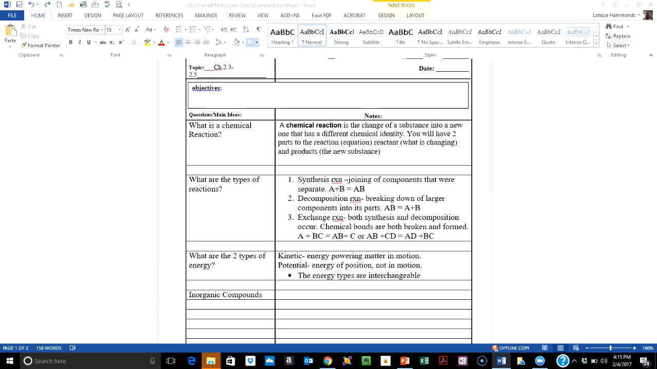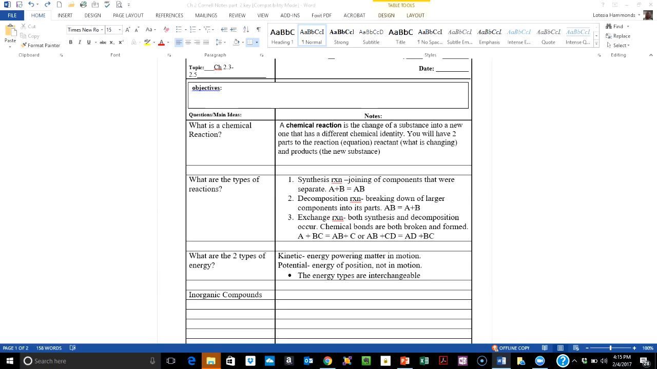Synthesis is the joining of components that were previously separated. Usually in a synthesis, you're going to have a new product that is created. So in our example, I have A + B = AB. That is your synthesis reaction.